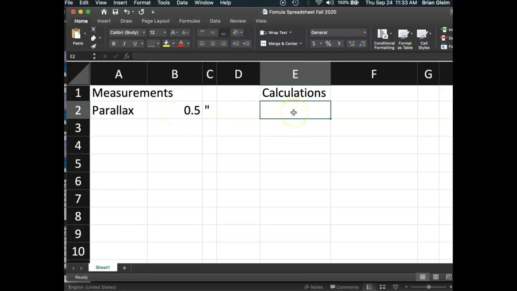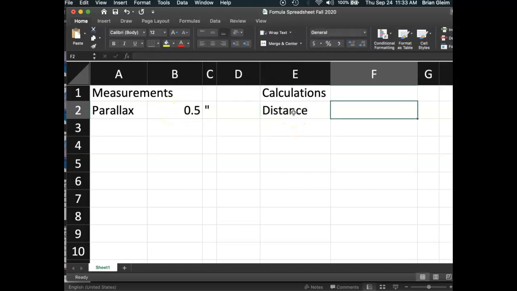Once I've got the parallax, I can calculate the distance. What is the distance? Distance is 1 over the parallax angle. And then if I hit enter, it says that star is a distance of 2. This equation, if I do 1 divided by parallax, gives me the distance in parsecs. So I make a note for myself. Yes, that's the distance in parsecs.